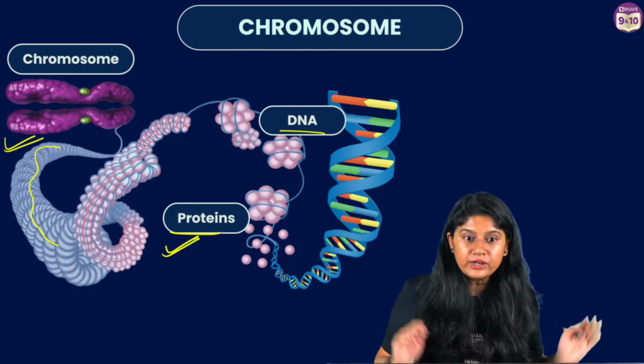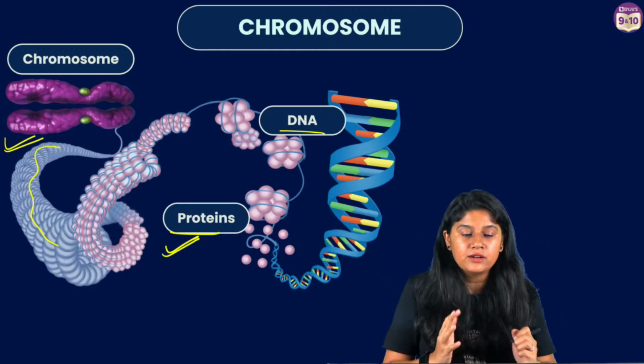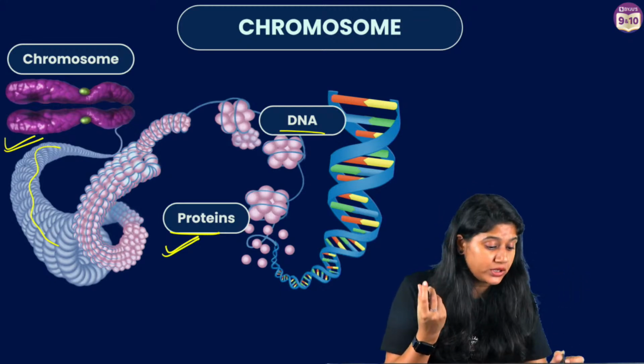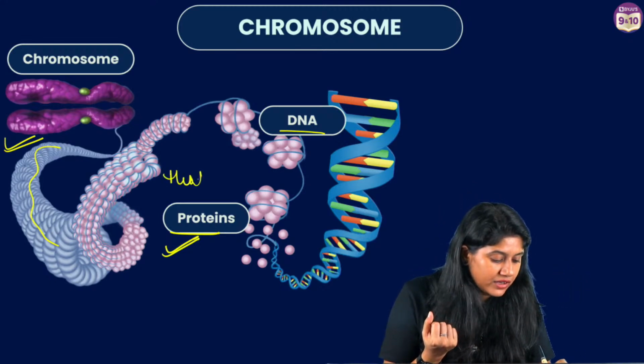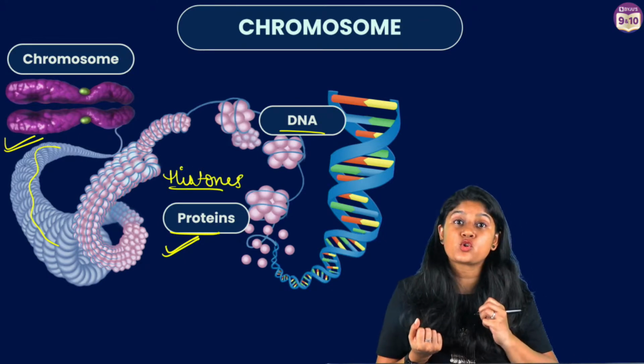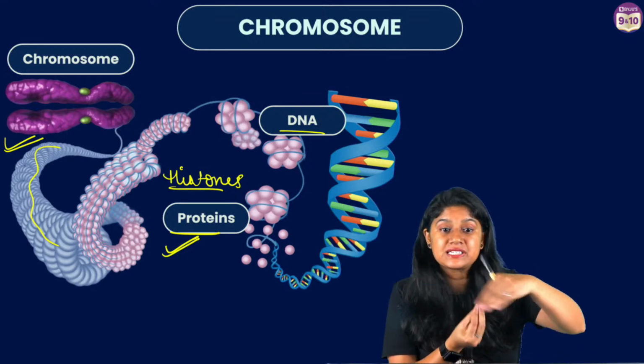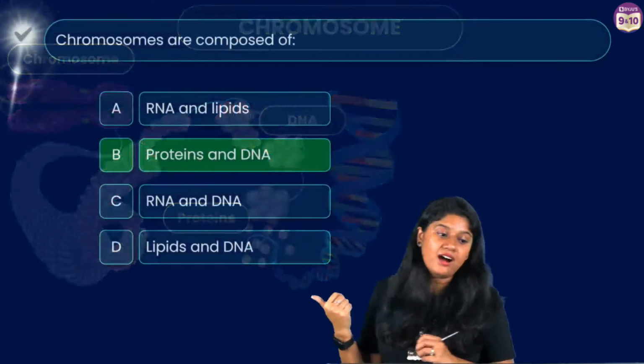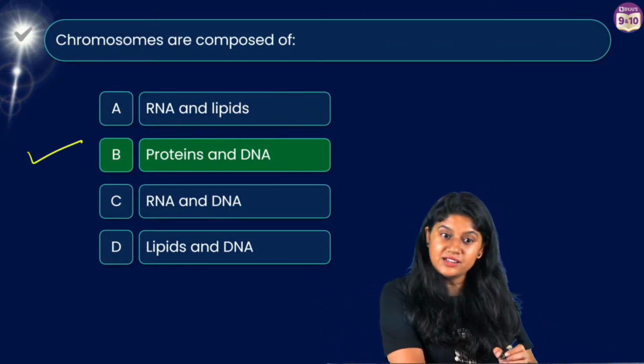So what will DNA do? It has to shrink, it has to pack, right? So it will take the help of the proteins. We call them histone proteins. Which proteins do we have? We have the histone proteins, and on these histone proteins, DNA will wrap itself. So we have the proteins and the DNA. Ta-da! So option B is the correct answer.